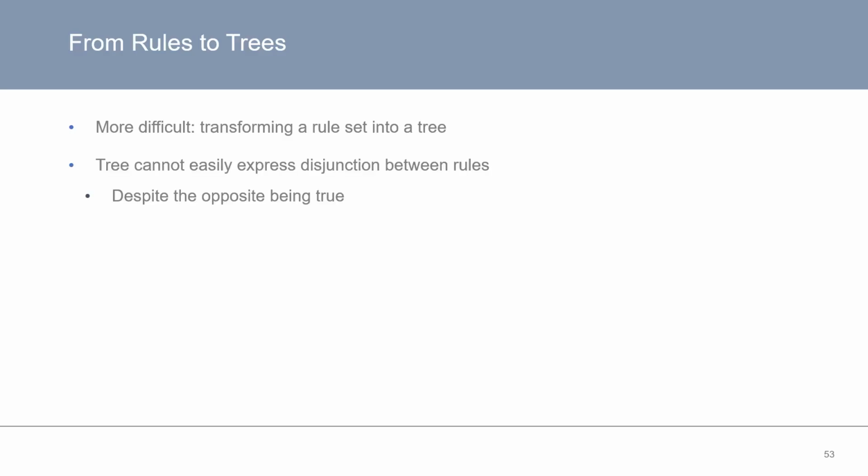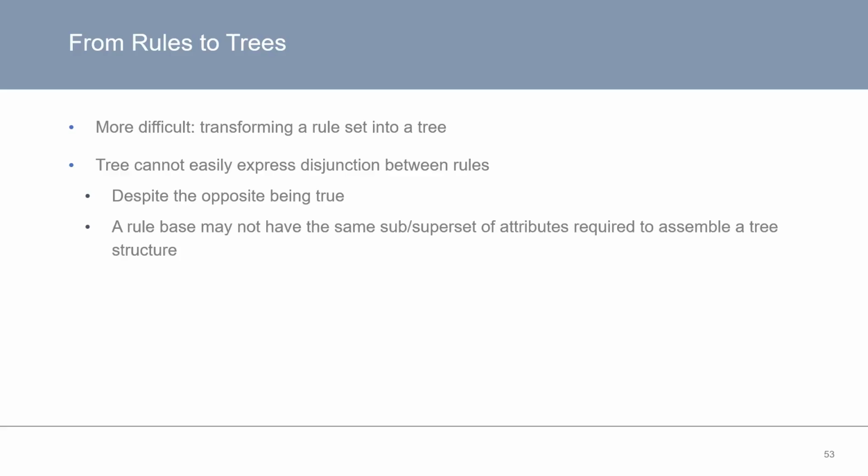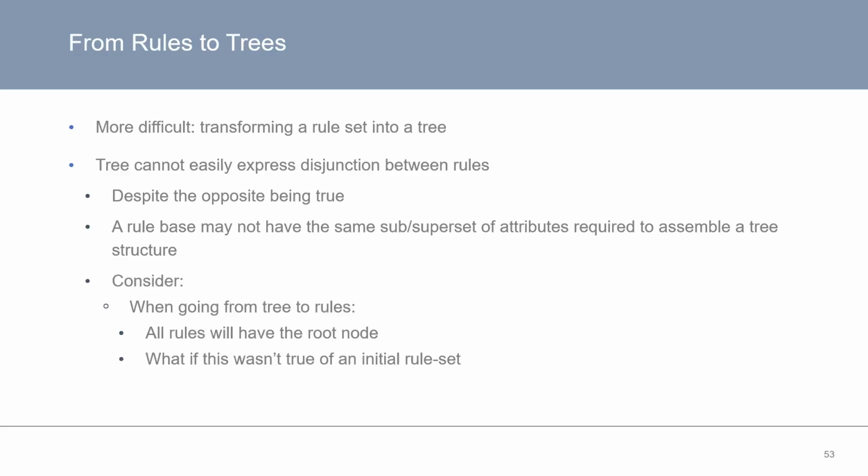A tree cannot easily express a disjunction between rules, despite the opposite being true. Further, a given rule base might not have the same sub or superset of features required to assemble a representative tree structure. So, for example, keep in mind that when going from trees to rules, all rules will have the root node specified as part of each rule's antecedent. So what do we do if this wasn't the case in a rule set that we wanted to turn into a tree? It's simply not going to be possible.